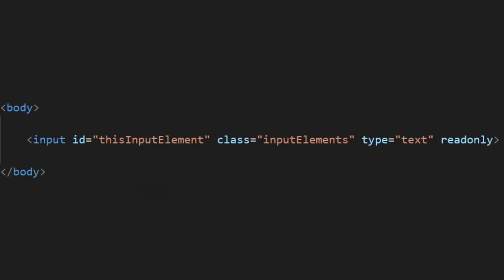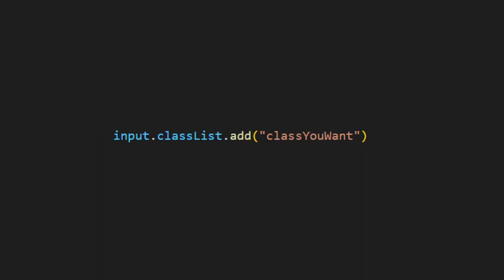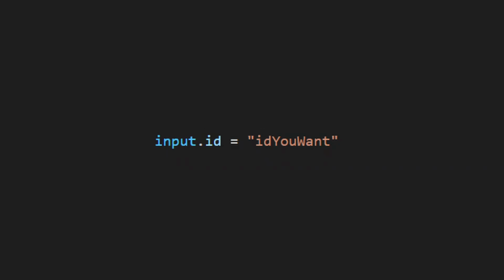The first attribute that we're going to add is a class or an ID. To add a class, you type the following: input.classList.add('class you want'). And to add an ID, there are many different ways, but this works just as fine: input.id = 'ID you want'.